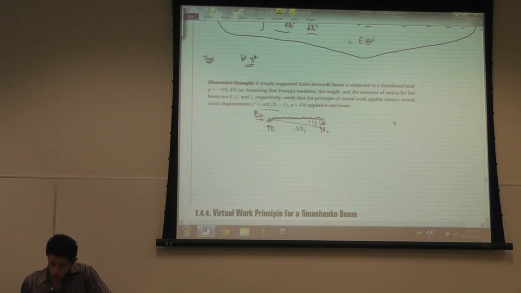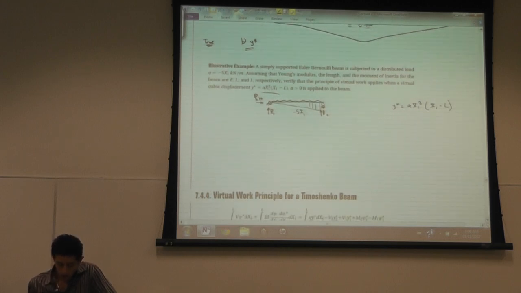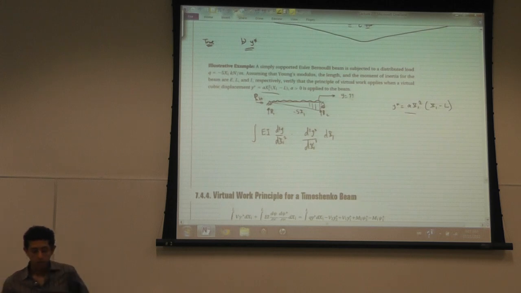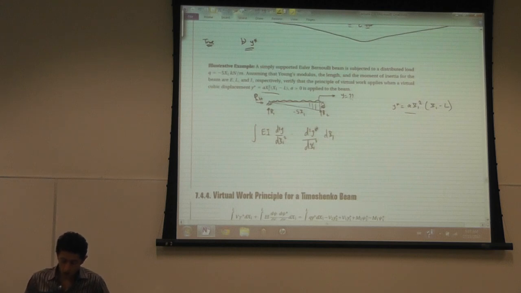So y star is equal to a x1 squared (x1 minus l). A virtual displacement. I just want to make sure that the integral of EI d2y by dx1 squared multiplied by d2y star by dx1 squared dx1 is correct. So you need to find the displacement of this beam. Now we need to verify that this has to be equal to q, which is equal to negative 5 plus x1, multiplied by y star, integrated over the length.